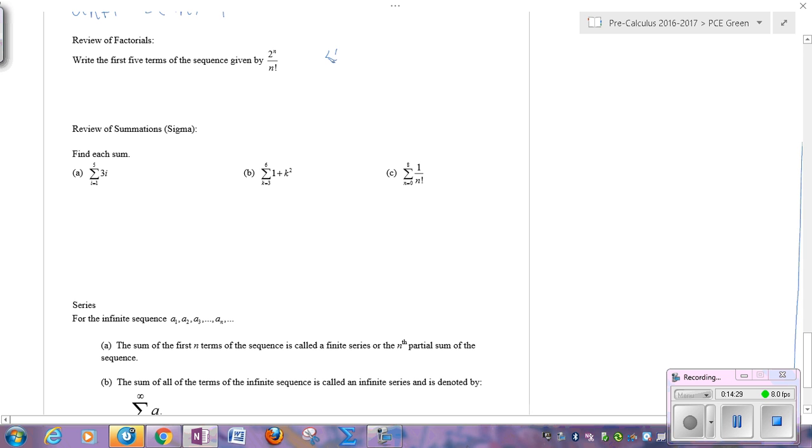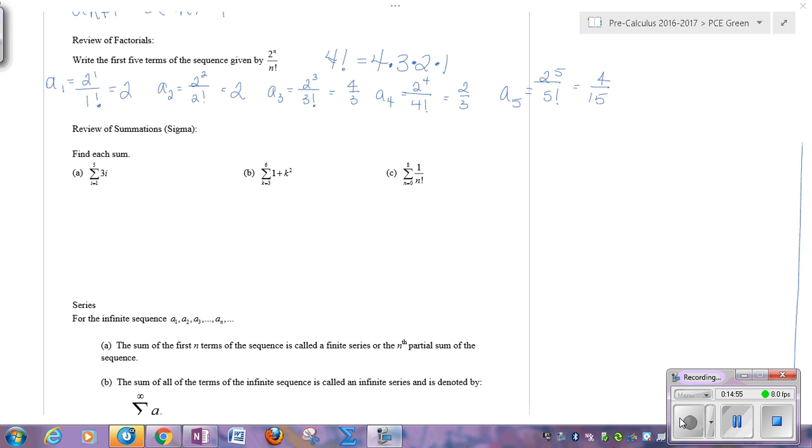If I wanted to do 4 factorial, that's just 4 times 3 times 2 times 1. Now on your scientific calculators, I couldn't tell you where the factorial button is, but if you come into class and show me that you found it, I'll give you a big pat on the back. So now go ahead and find me the first 5 terms of this sequence.